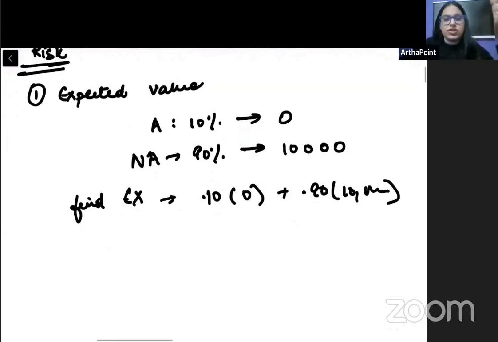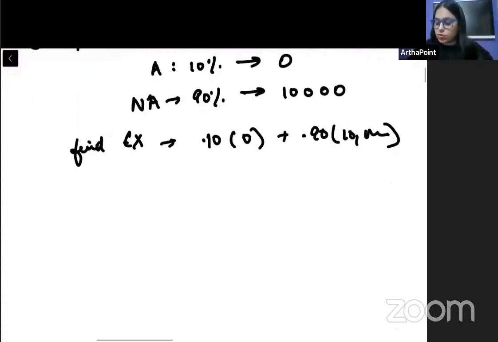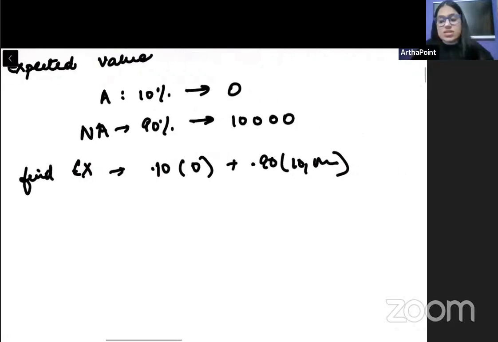The second kind of question that can be asked in the exam. Okay, beta, towards the last I will show you a numerical on CV and EV. I will take you through that numerical sheet question. Don't worry. Just remind me towards the end. Okay, so this is expected value.